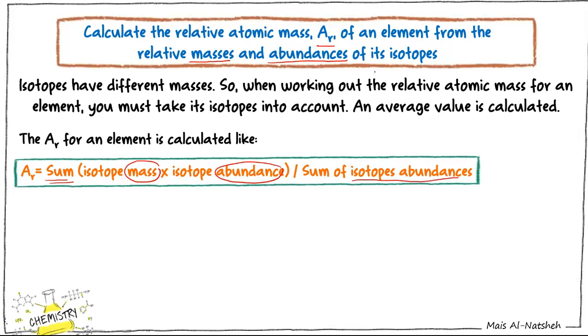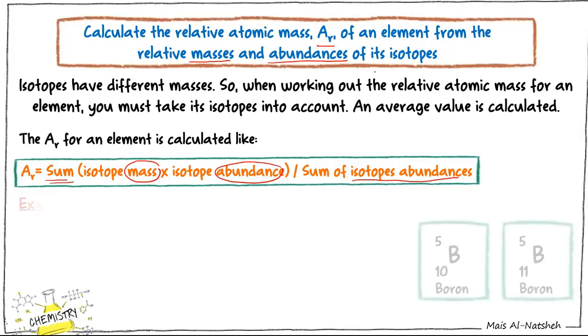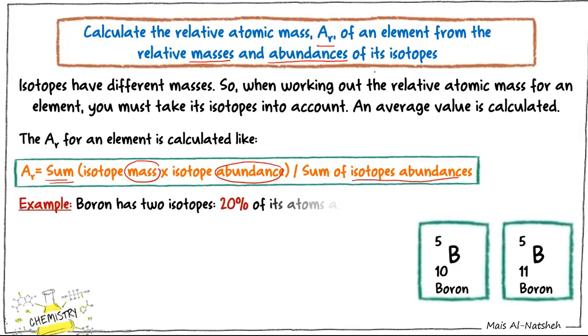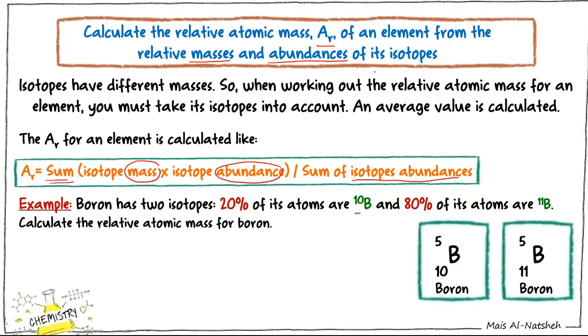To understand it better, let's take an example. Let's go back to boron. Boron has two isotopes, boron 10 and boron 11. Now, for a sample of boron, you will find that 20% of the atoms are boron 10 and 80% of the atoms are boron 11.